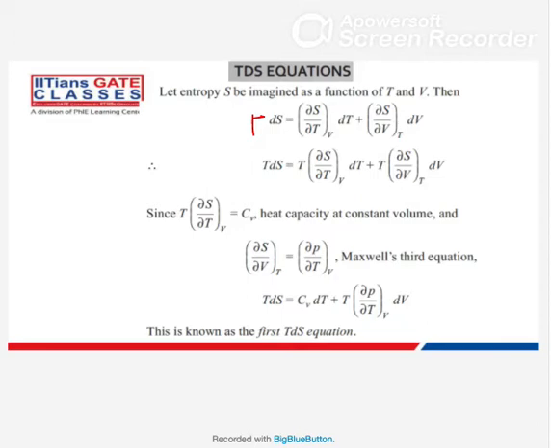Okay. So here we have a dS equation, the change in entropy equation. Then we can multiply this equation throughout with temperature, so we get TdS equals this and this. You don't have to remember this particular thing; you can write it like this, and then multiply with temperature.